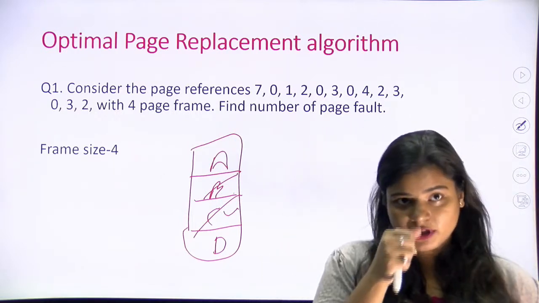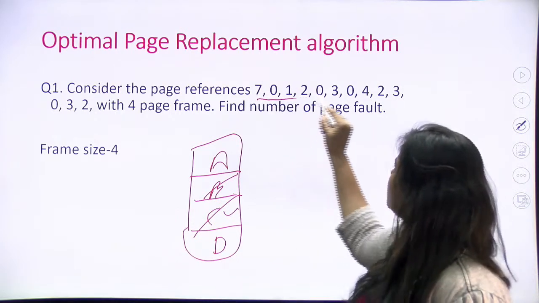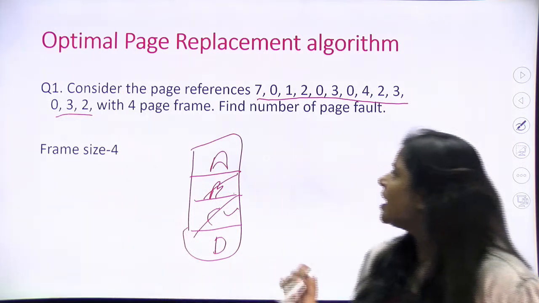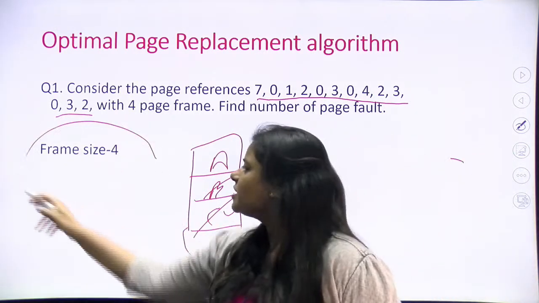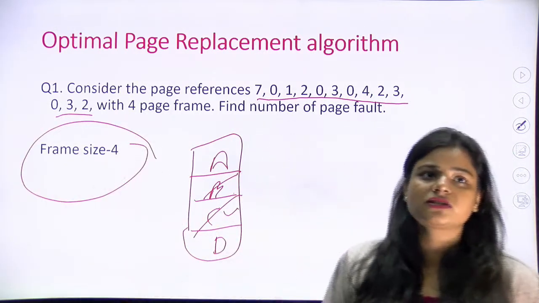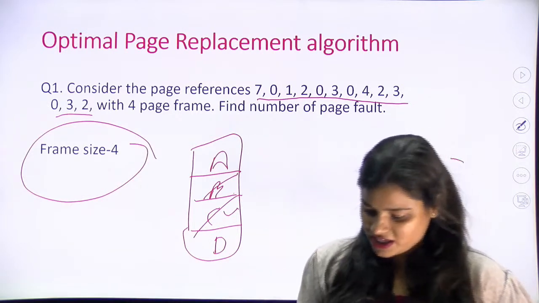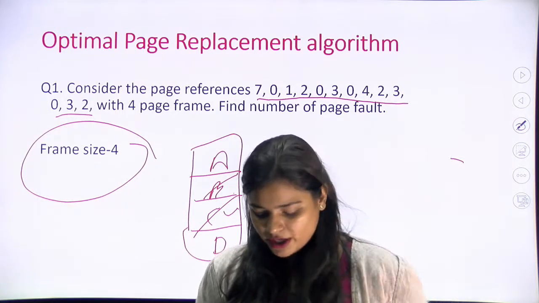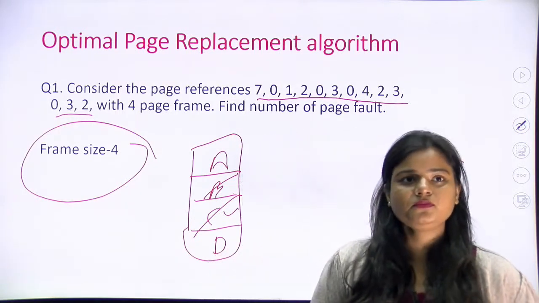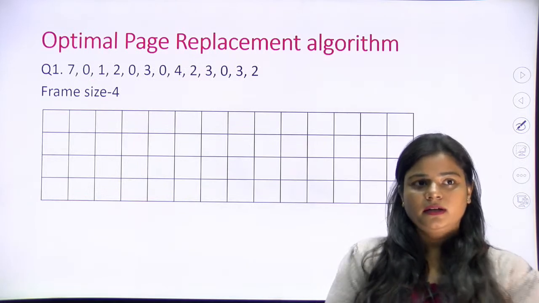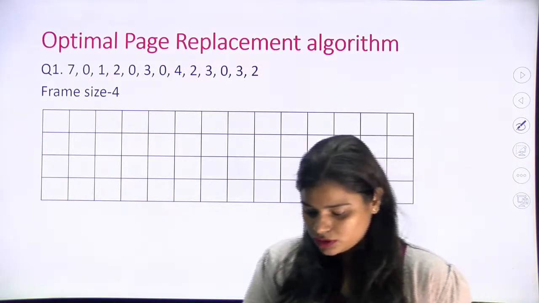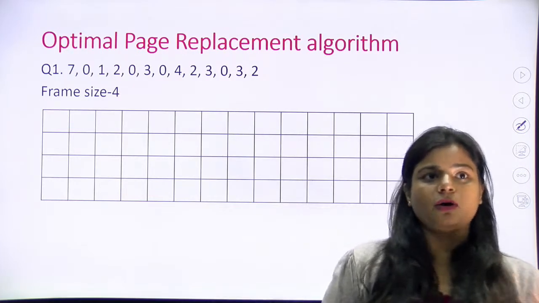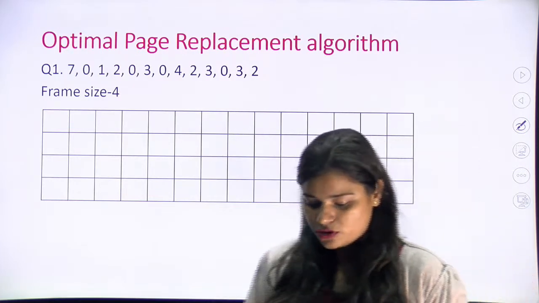Again we are having the question of 7, 0, 1, 2, 0, 3, 0, 4, 3, 0, 3, 2, with a frame size of 4. And we have to solve this question using the optimal page replacement algorithm. Okay, Shantanu, Tarun, if you have any query, you can ask over here. I just want you to take pen and paper and solve this question with me, so that you can also give answers in the chat box.